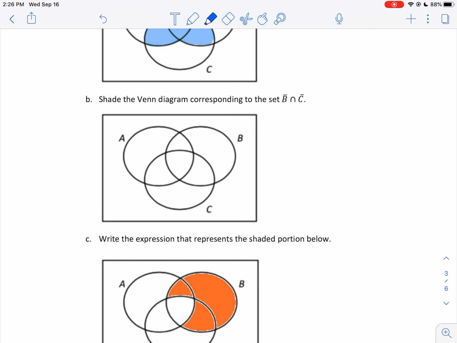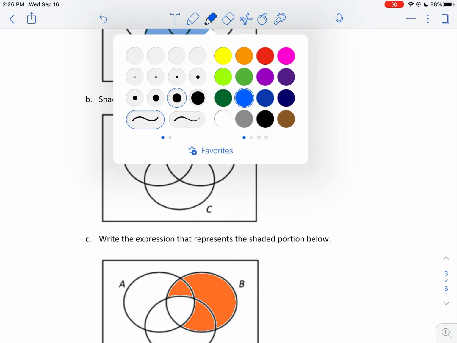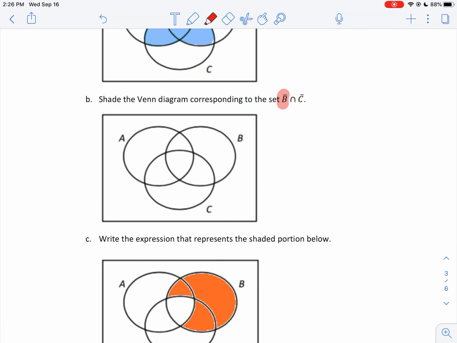How about the complement of B intersect with the complement of C? So I'm going to first just highlight the complement of B. So we have to do everything that's in the universe, but not in B. So it's going to shade a bunch of stuff. I just have to make sure I shade everything outside of B, but still in the universe. So it winds up looking something like this.